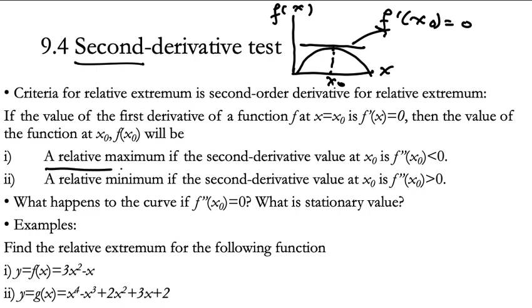A relative maximum exists if the second derivative value at x naught is negative. So what you need to do is take f double prime of x naught and check whether the value is negative or positive or equal to 0. If it is negative at this particular point, then you know it is the maximum point.